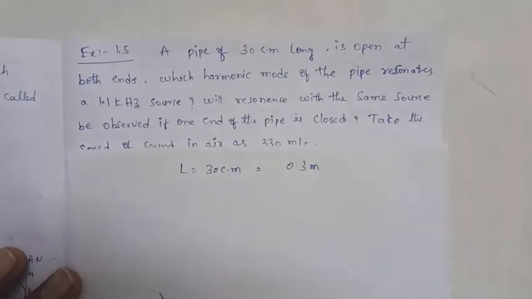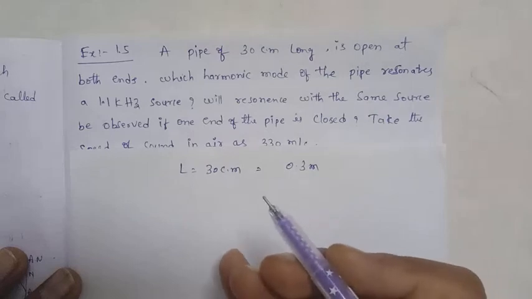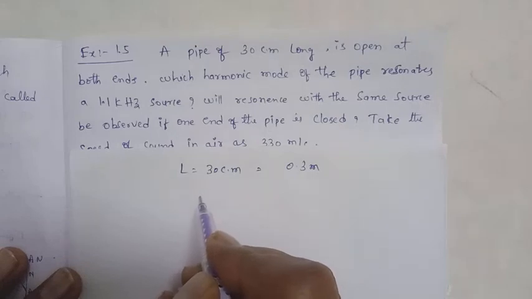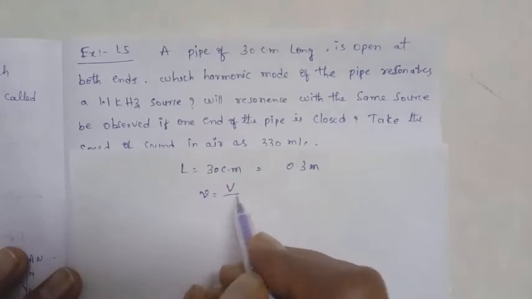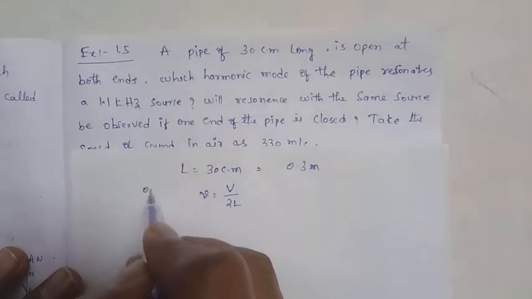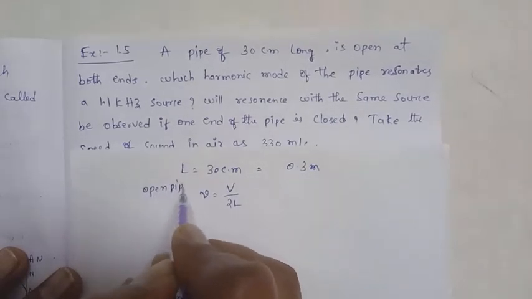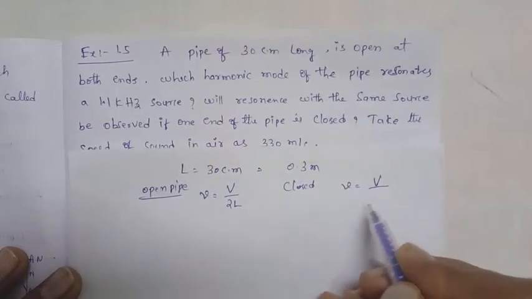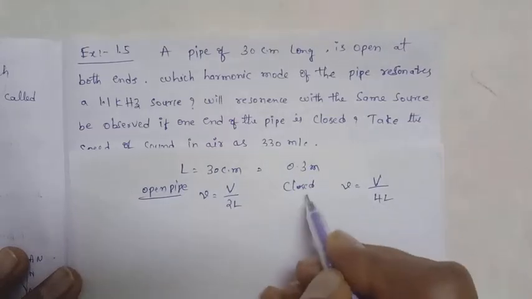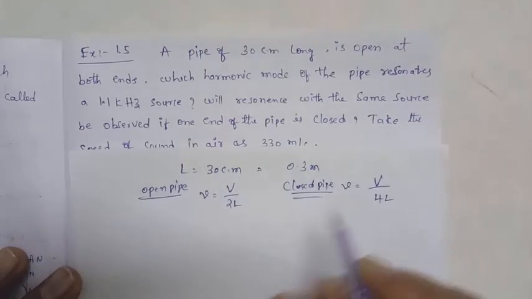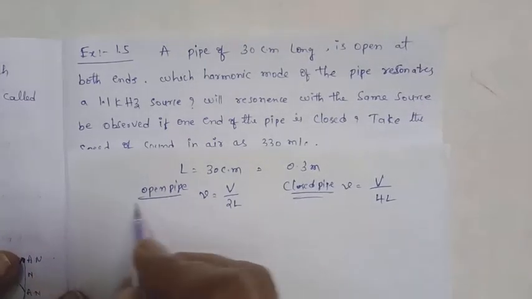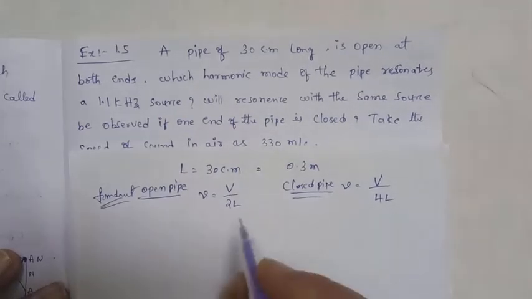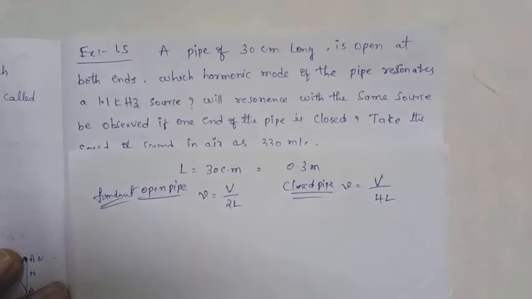So which harmonic mode? The question may be about the first harmonic, second harmonic, third harmonic, like that. So in case of an open pipe, what is the fundamental frequency? Nu is equal to V by 2L in case of an open pipe. In case of a closed pipe, nu is equal to V by 4L.